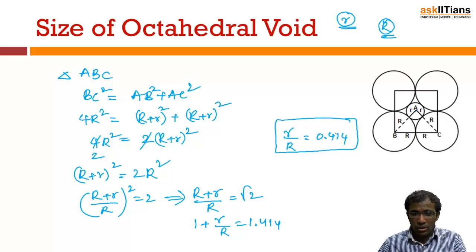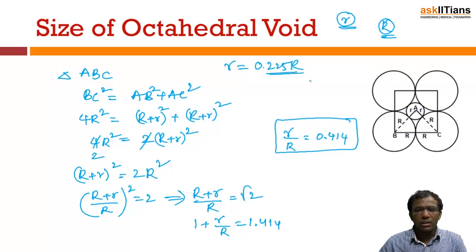Okay. So here you can see this radius is actually bigger, right? The radius of the tetrahedral void is how much? It is only 0.225 times of R, but it is 0.414 times of R. So that means the octahedral void is bigger than the tetrahedral void. Okay. So if the cation is smaller, then it will fit into the tetrahedral void, or if it is bigger, then it will fit into the octahedral void. Okay. So this is the size of the octahedral void as well as the size of the tetrahedral void. Okay. Let's go further.